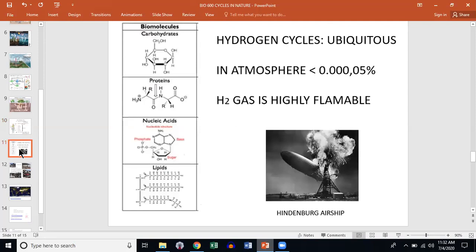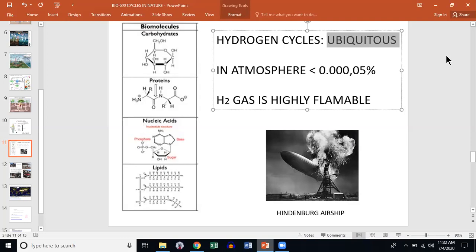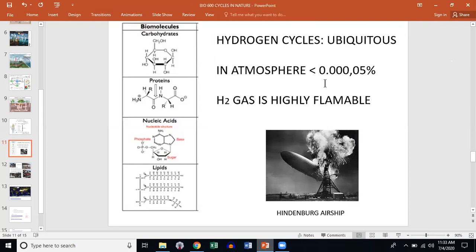Just before the break, which is coming up briefly, I want to mention hydrogen, since I've been talking about hydrogen, but there's also a hydrogen cycle. The problem with the hydrogen cycle is that it's ubiquitous. Now, what do we mean by ubiquitous? Ubiquitous means that it's everywhere. Hydrogen is everywhere, but it's mostly trapped. I mean, there is some in the atmosphere, look at this, but it's a very tiny percentage.